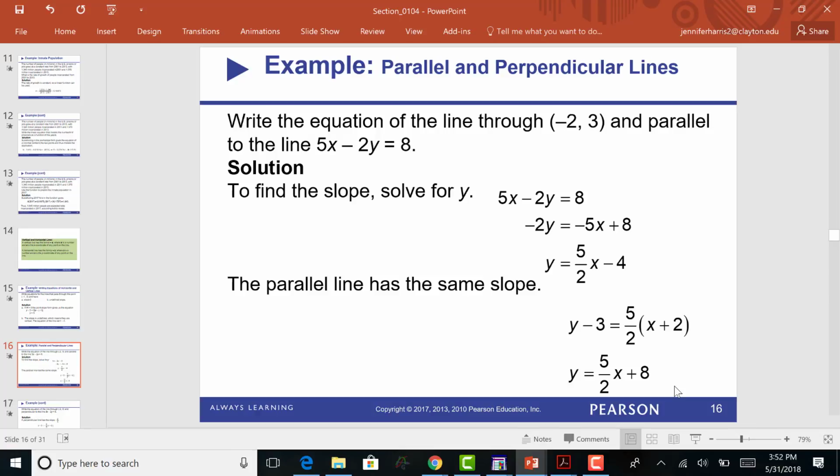So y is equal to 5 over 2x minus 4. Done. Now, is that the answer? No. We just rewrote the first equation that they gave us in order to find the slope. So what's the slope? 5/2. So now I know my slope is equal to 5/2.